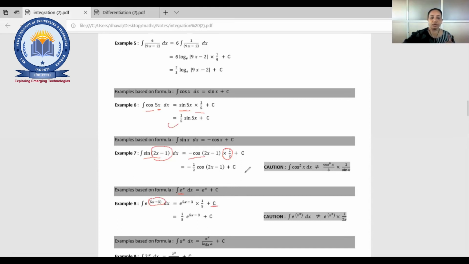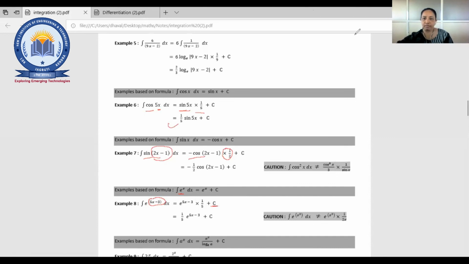So these are for sin x, cos x, e raised to x, x raised to n, and all that basic equation. Now a raised to x, what is that? That also you know. The integral of a raised to x is a raised to x upon log a.